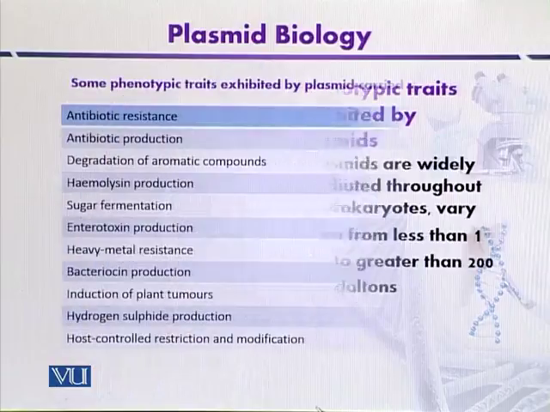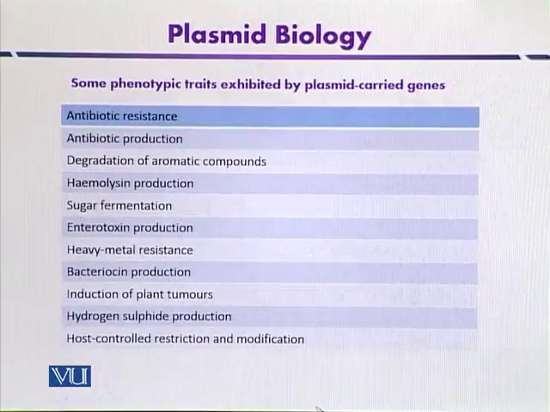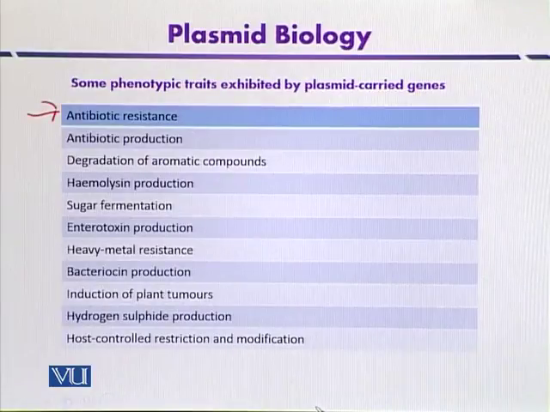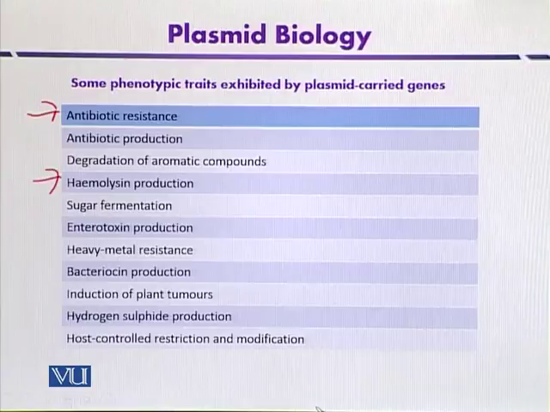So what are the different advantages? Plasmid encoded beneficial traits may include antibiotic resistance, and it is also one of the parameters that we can use in gene cloning to select our recombinant transformants. Then antibiotic production is there, degradation of aromatic compounds, and hemolysin production, sugar fermentation, because plasmids also encode some genes that can convert sugars into acetic end products, gases, and even alcohols. Then enterotoxin production is there, heavy metal resistance is also there.